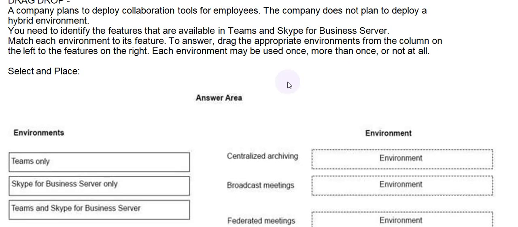Moving towards the next question, drag drop. The company plans to deploy collaboration tools for employees. The company does not plan to deploy a hybrid environment. You need to identify the features that are available in Teams and Skype for Business Server. Match each environment to its feature.